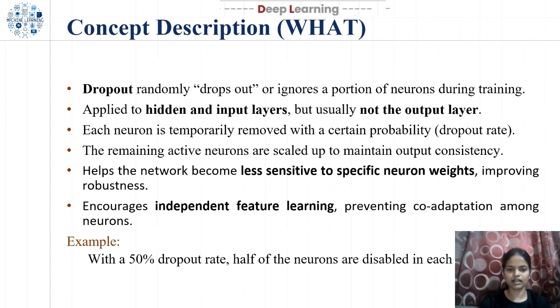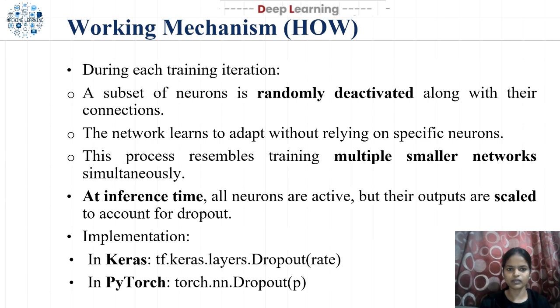This helps the network become less sensitive to specific neuron weights, improving robustness. So dropout improves the robustness of the model's performance and encourages independent feature learning. It makes the neurons independent of each other's behaviors. For example, if the dropout rate is 50%, then half of the neurons will be disabled in each hidden layer. Now, let's see how this dropout mechanism exactly works.